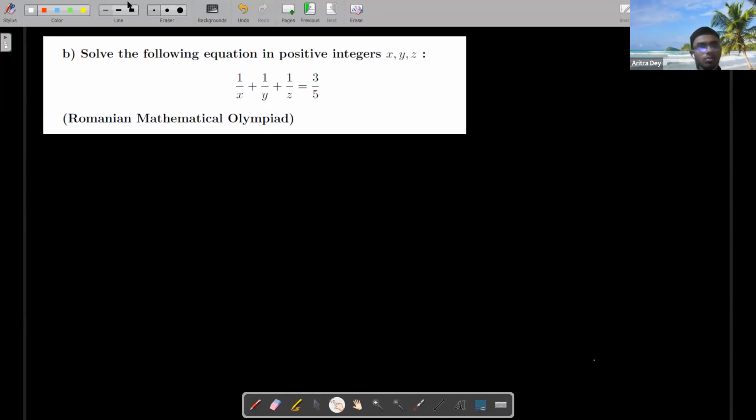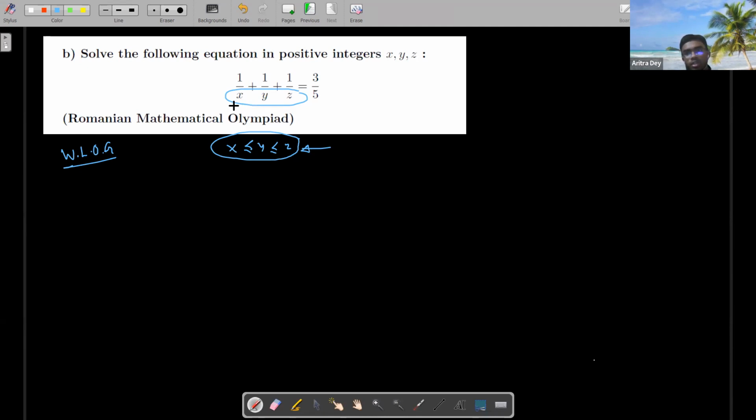We need to assume a good bound. But why can I assume this? Why can I assume x is lesser than y or lesser than z, or any kind of ordering? When I can use "without loss of generality", why doesn't it lose any generality? Exactly, by the symmetry you can assume it, because this is all symmetric in x, y and z.